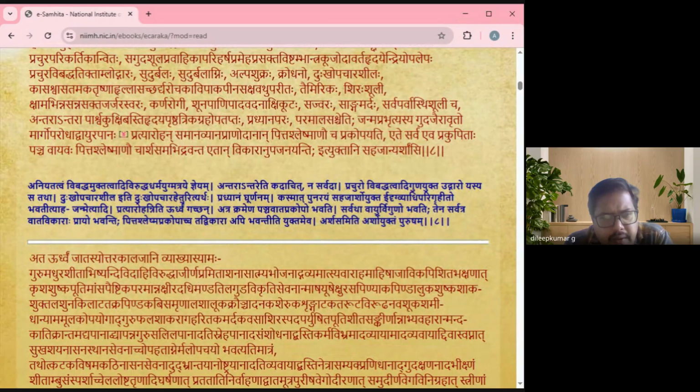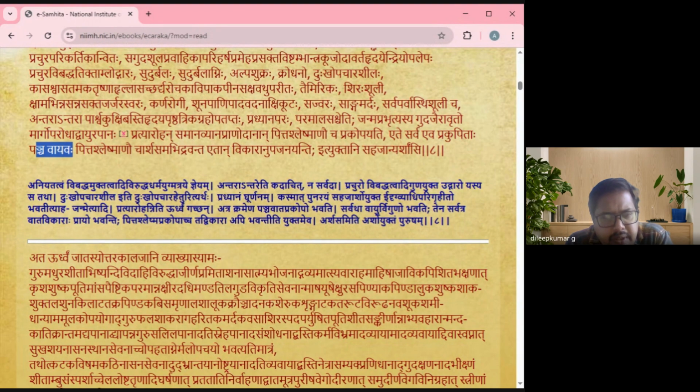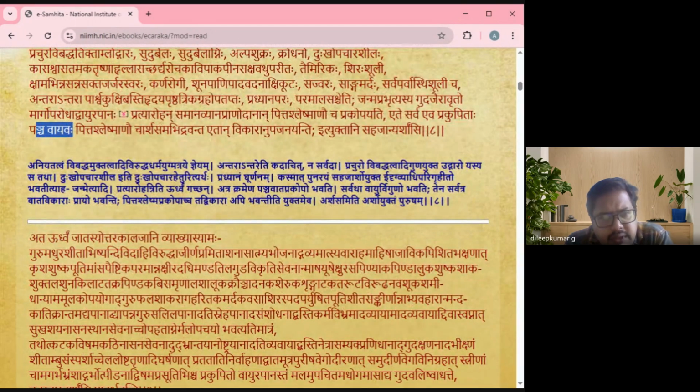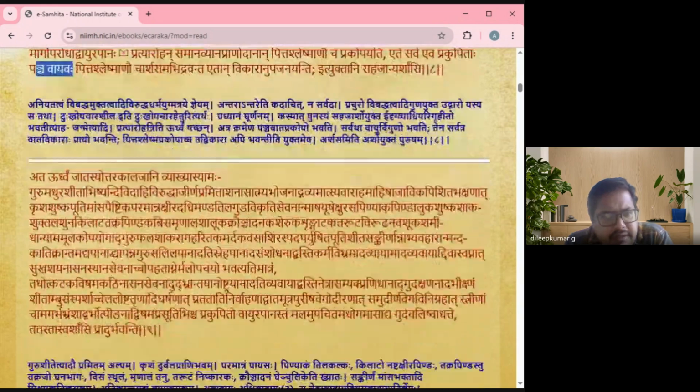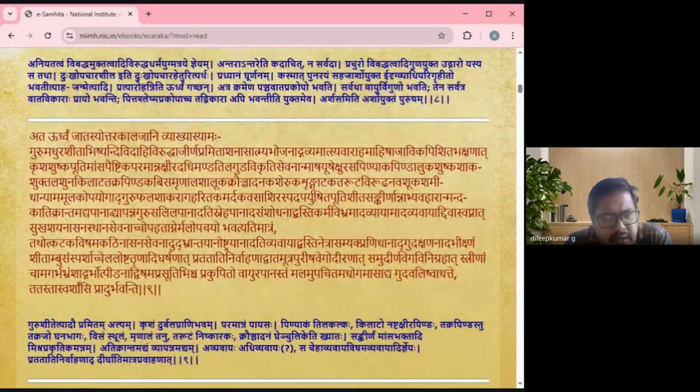Here Pancha Vayavaha, that is Prana, Apana, Samana, Udana and Vyana, all the Vayus are involved. Pitta and Shleshma are involved. Because of all this involvement, Sahaja Arshas may be projected to all parts of the body. That is Sahaja Arshas. Next is Uttara Jatasya Kalajani Arshas.